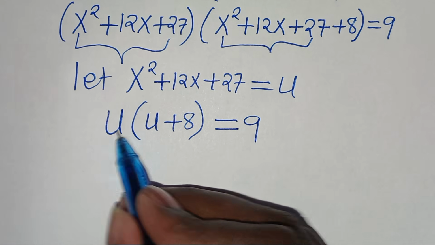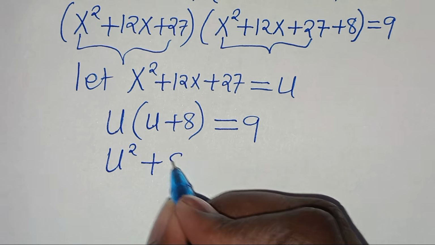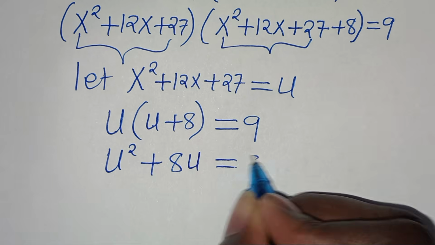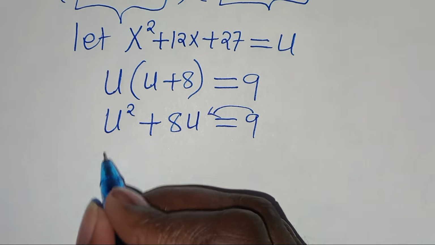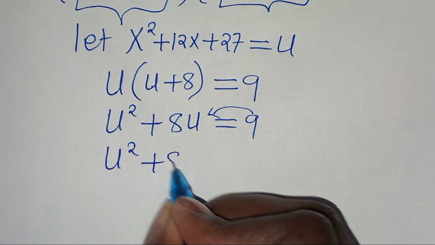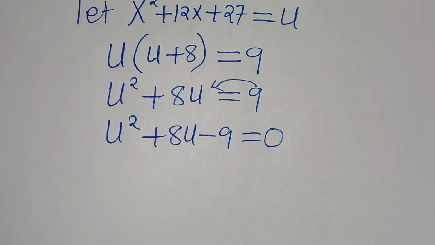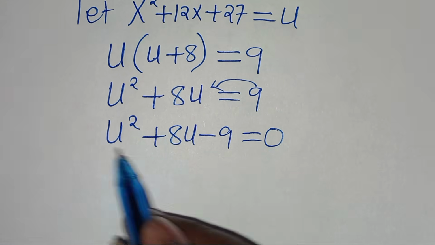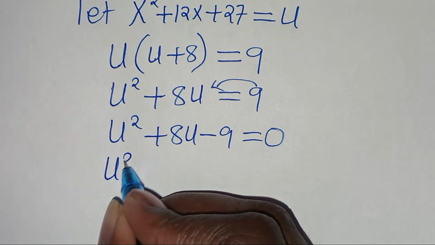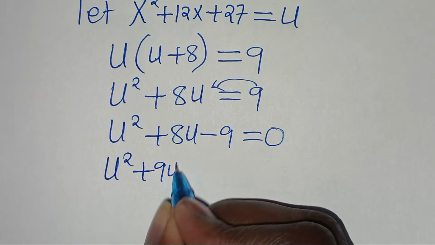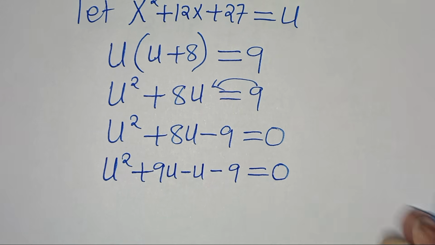So this means we have u times u. This is u squared. Then plus u times 8. This is 8u. This is equal to 9. The next step is to take 9 on the left hand side so that we have u squared plus 8u minus 9. This is equal to 0. So this is a quadratic equation here. We can solve this quadratic equation by factorization method, and this means we have u squared plus 9u subtract u then minus 9. This is equal to 0.